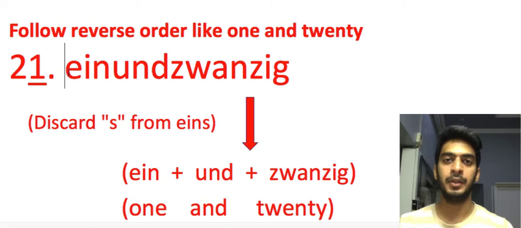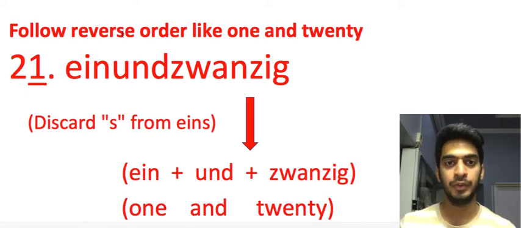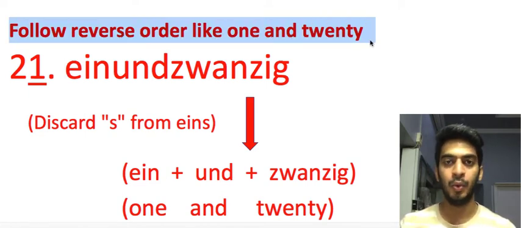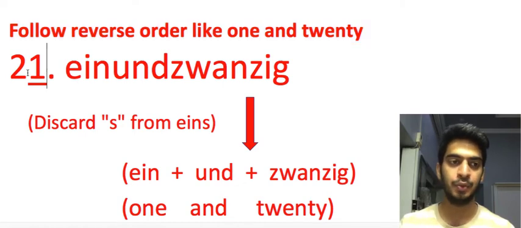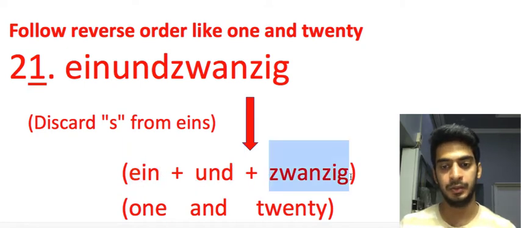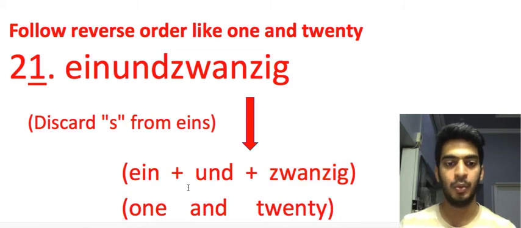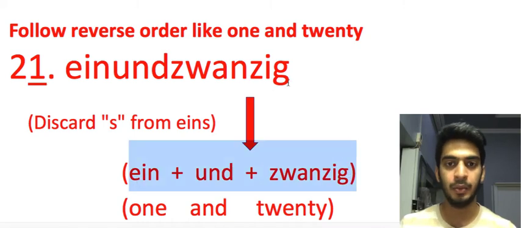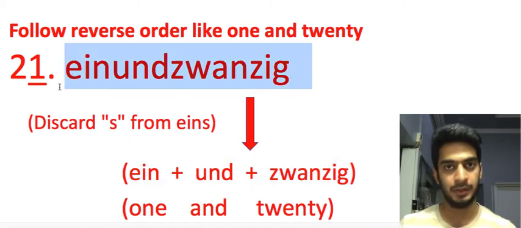Now we have the number 21. As we all know, in the English language, we usually say twenty-one. But in German, we have to follow the reverse order, like one and twenty. So first we have to write the last number, 1, that is ein, then write und, which means and, then zwanzig, which means 20. So, 1 and 20, ein und zwanzig. When we combine this, we get einundzwanzig.